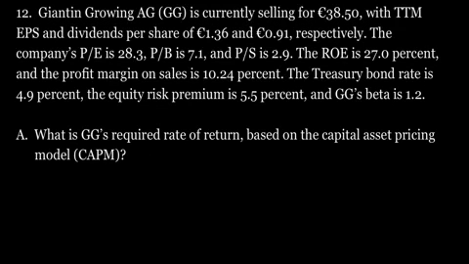Number 12. Giantin Growing AG is currently selling for $38.50. Trailing 12-month EPS and dividend per share of $1.36 and $0.91 respectively. Company's PE is 28.3, price to book is 7.1, price to sales is 2.9. The ROE is 27% and the profit margin on sales is 10.24%. Treasury bond rate is 4.9, equity risk premium 5.5, and GG's beta is 1.2.